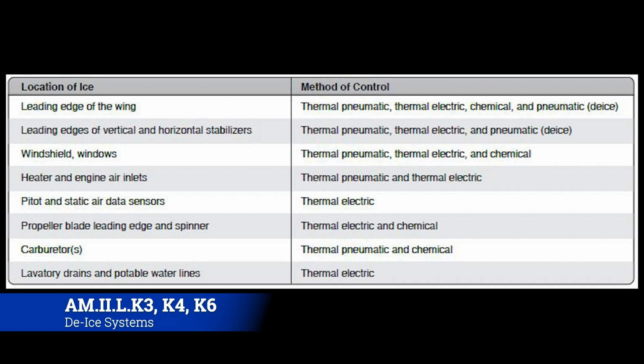And then lavatory drains and potable water lines are thermal electric. So it's basically making sure that those drains and water lines are routed correctly and heated where they need to be heated to keep them from freezing up. Not that it's the end of the world if you can't use those systems on board, but if they were to freeze and bust, and then whenever the plane lands, it starts to leak, that could be really, really bad.